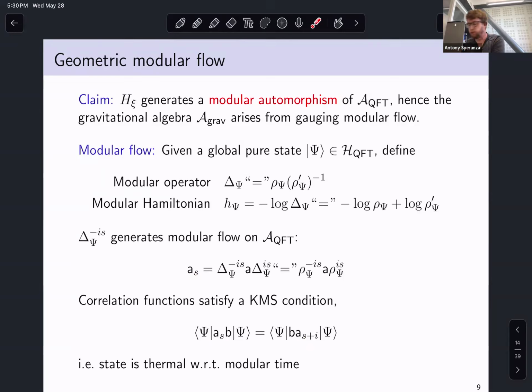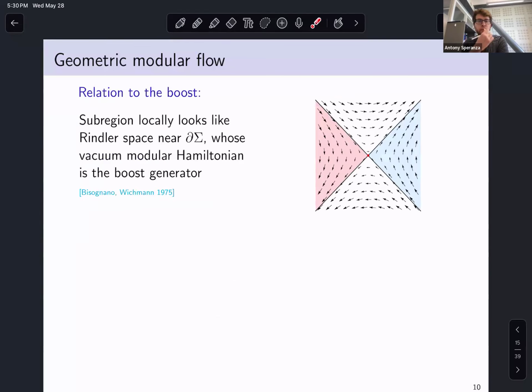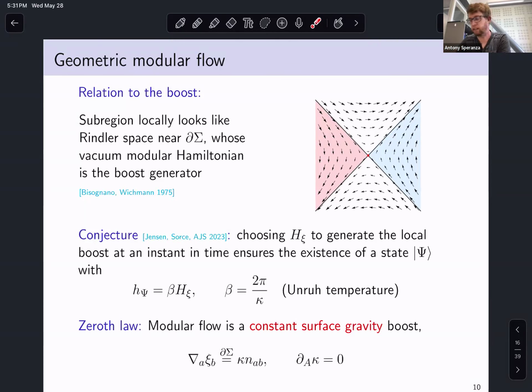Okay, so this is what modular flow is. Why would that be related to the boost flow? This basically comes from the Unruh effect. The idea is that near an entangling surface, the entangling surface should locally look like Rindler space, and any state on this algebra should approach a local Minkowski vacuum near the entangling surface. So for actual Rindler space and the Minkowski vacuum, we know from either the Bisognano-Wichmann theorem or the Unruh effect that the boost generator is the thing that defines the density matrix. And so this modular flow is the boost generator exactly in that case.